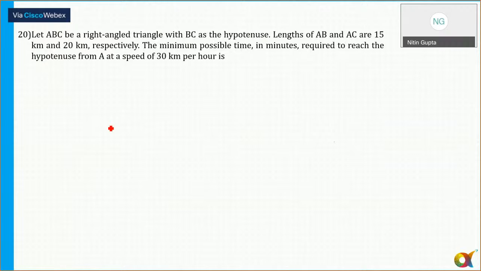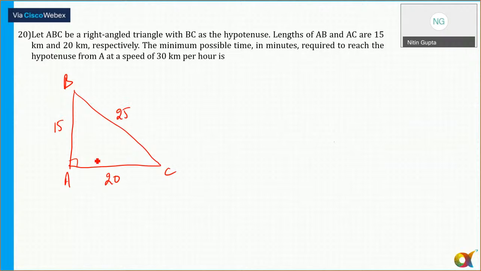Okay, so let ABC be a right angle triangle. I can take any right angle triangle with BC as hypotenuse. The length of AB is equal to 15 and AC is equal to 20. The moment I see 15 and 20, we can say that it's a Pythagorean triplet. So the length of BC is 25.